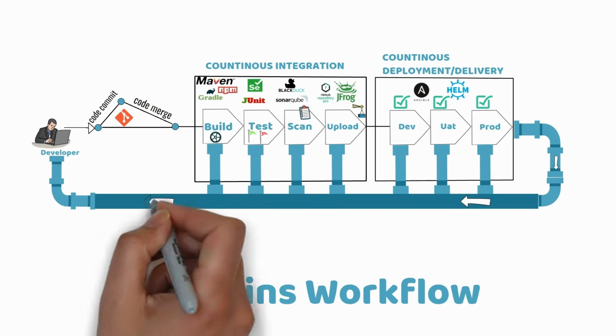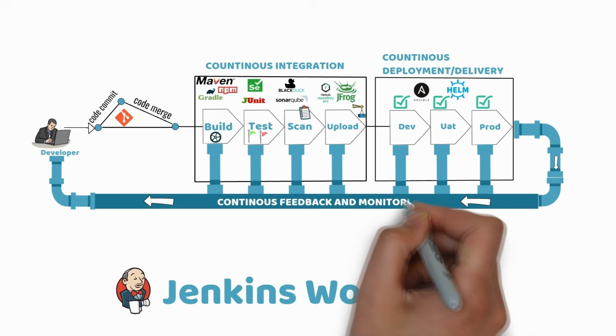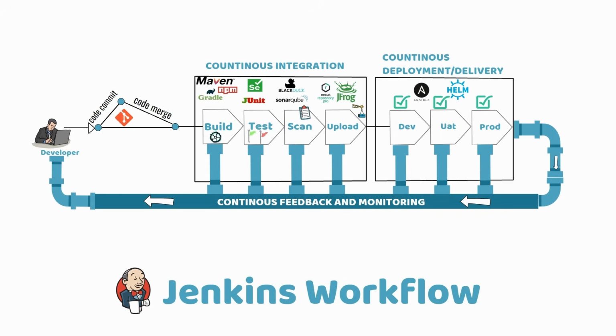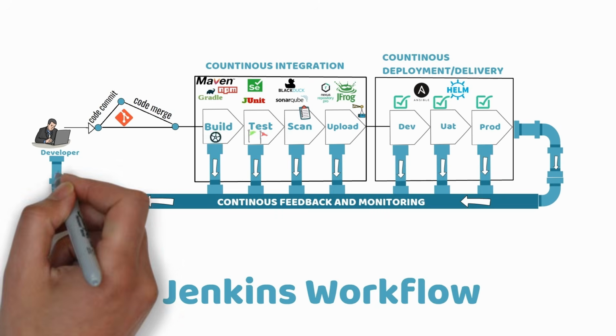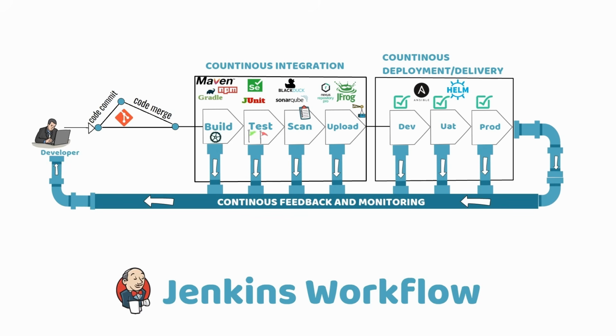CD also involves continuous feedback and monitoring at all the stages of the software development lifecycle, and this complete process can be automated using Jenkins pipeline. Pipeline is actually a glue which holds all the tools and steps together in a process. This is an ongoing and continuous process. So once one feature is completed, the team will start working on the next feature and they will work in parallel as well.